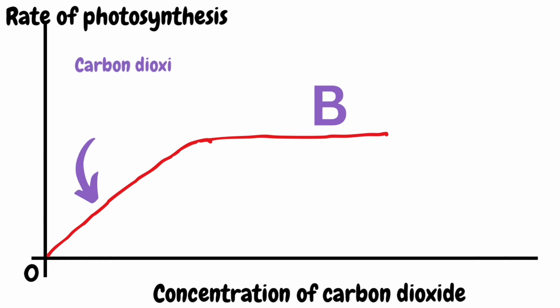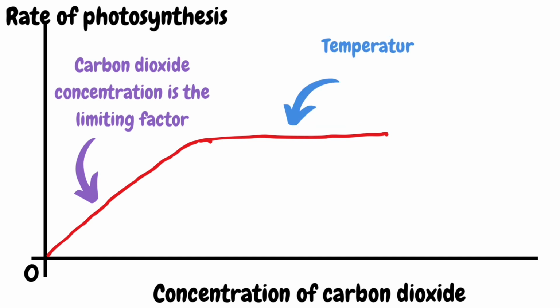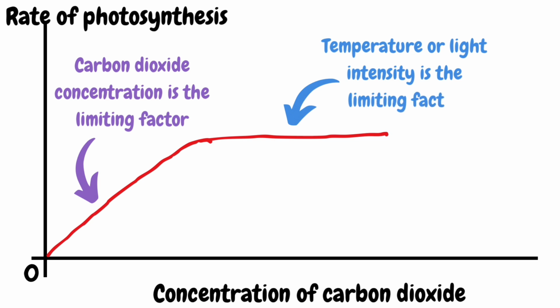So at point A, it's carbon dioxide concentration that's limiting the rate of photosynthesis, because in this part of the graph, if you give the plant more carbon dioxide, the rate of photosynthesis increases. That's why the line is sloped upwards. But at point B on the graph, even if you give the plant more carbon dioxide, the line is flat, it doesn't go up, so the rate of photosynthesis doesn't change. So something else must be the limiting factor. So that could be temperature, or it could be light intensity. So you can give yourself a mark for either of those. So 2 marks, 1 for part 1 and 1 for part 2.